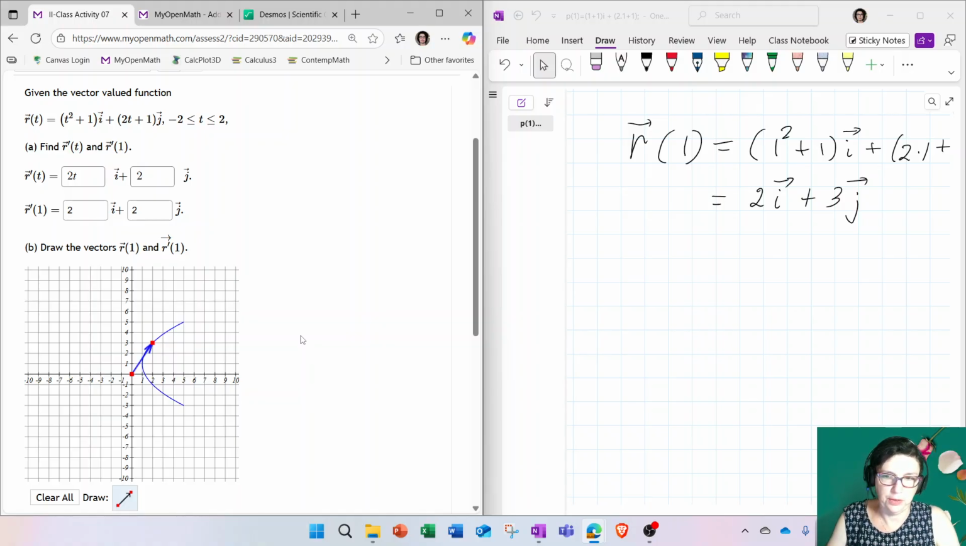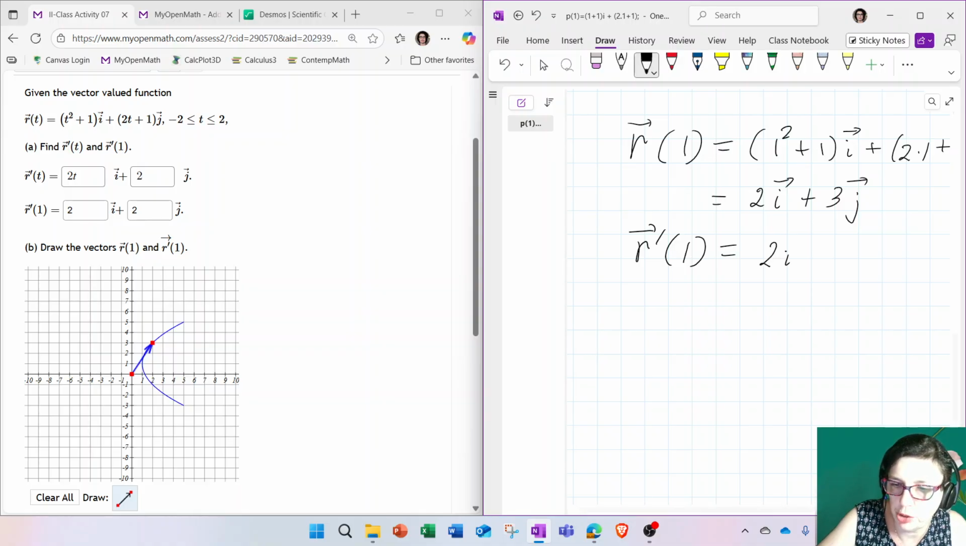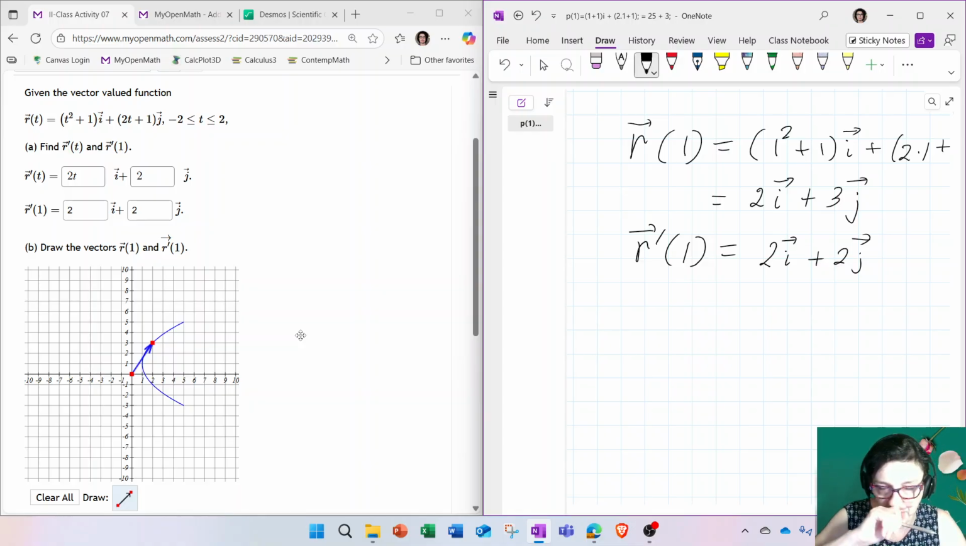But what about the derivative? So now we figured it out. We found the derivative, we plugged in 1, and we got 2i plus 2j. One thing I want you to remember is that the derivative vector should never be drawn starting at the origin. The initial point of the derivative vector is always at the same place where the position was, the terminal point of the position. So you can see that the terminal point of the position was 2, 3. So the derivative vector should start at 2, 3.